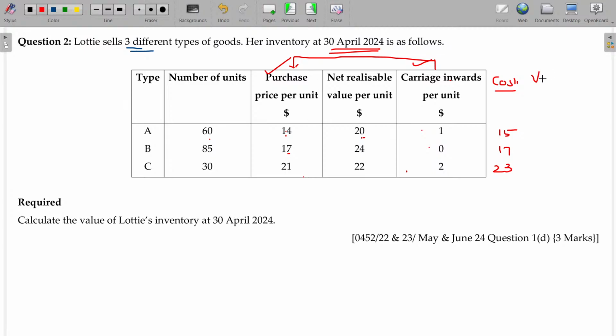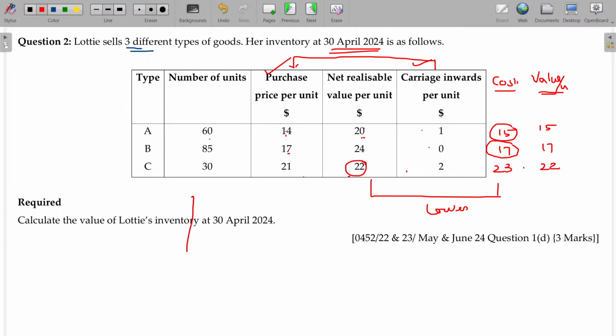Now what is the value of stock per unit? You have to compare cost and NRV. Between these two, the lower will be taken. Okay, 20, 15, so you have to take 15. 24, 17, you have to take 17. 22, 23, you have to take 22. How many units do we have? 60, 85, 30. So you have to multiply the number of units with the value per unit. Then the inventory value total.